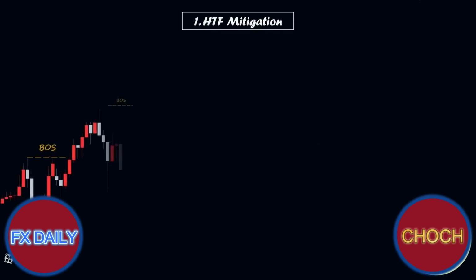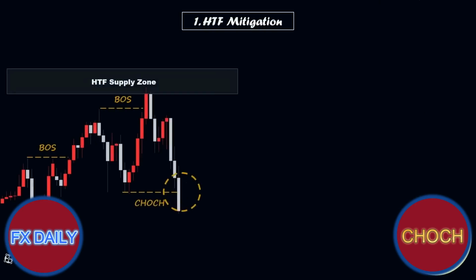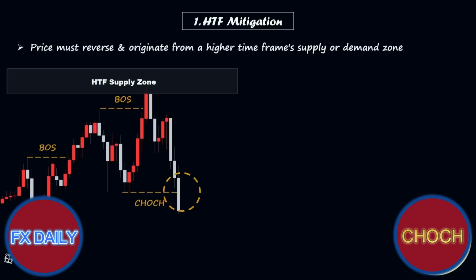And let's get to the first important measure to detect a valid change of character mitigation in a higher time frame. A change of character pattern is valid only when the price had started to return before the main structure was broken, and the change started from a supply zone in a higher time frame.